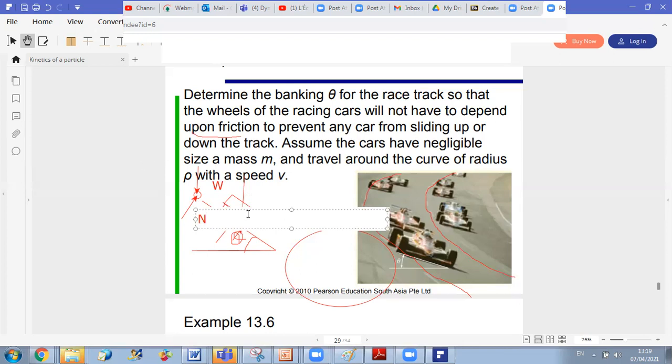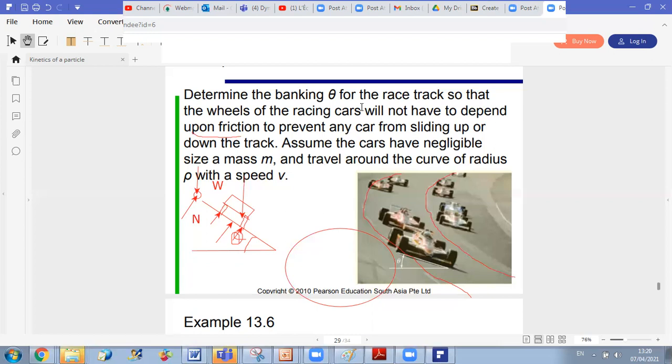Now, do I have friction here? Do I have to add something else? They told me the car should not depend on friction, so no friction. And since I'm moving at constant speed, I will also not consider the engine force. In general, the engine force will give me a certain acceleration. So I am relying only on the effect of my weight and the normal.